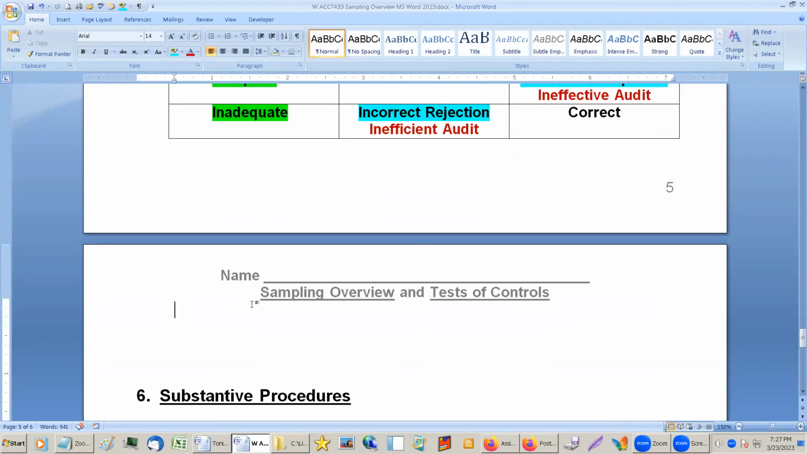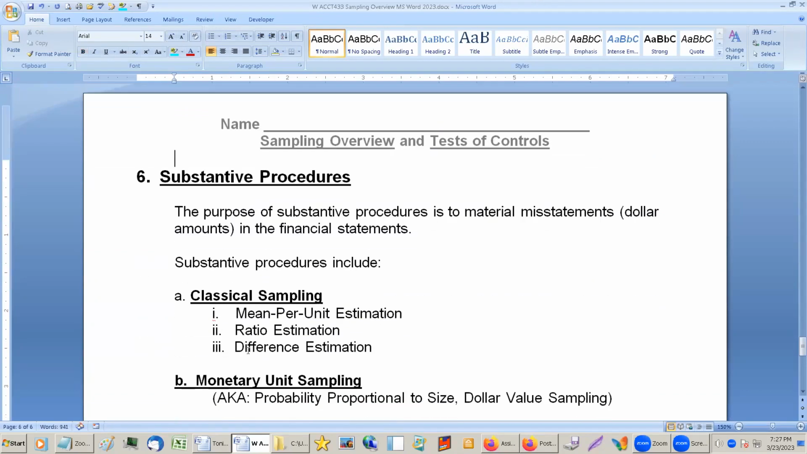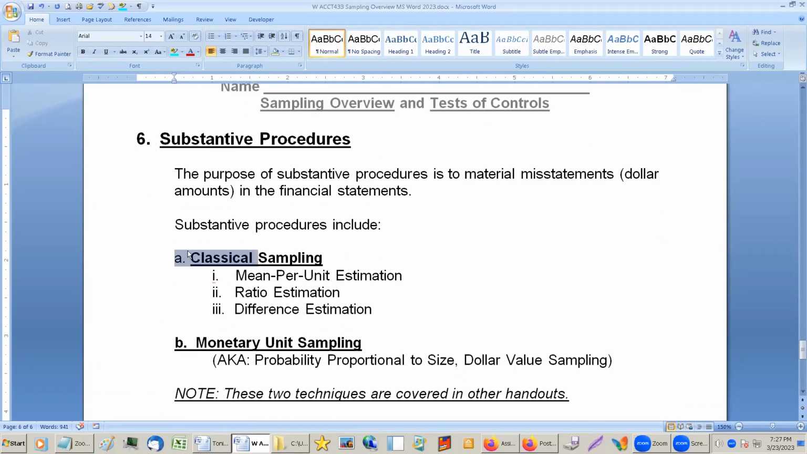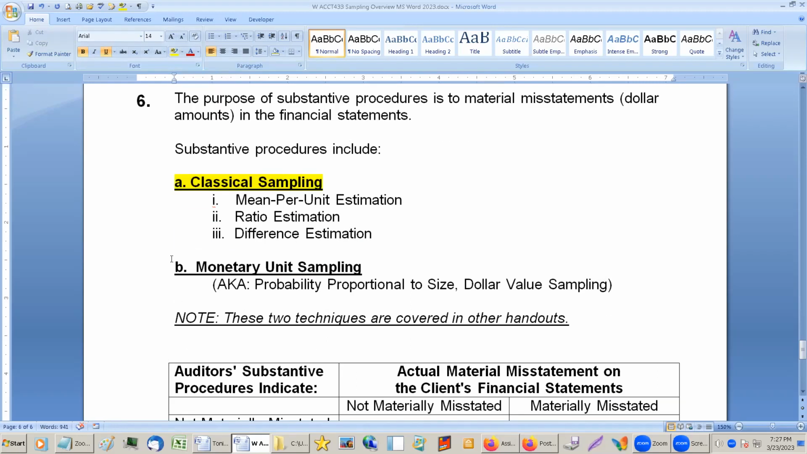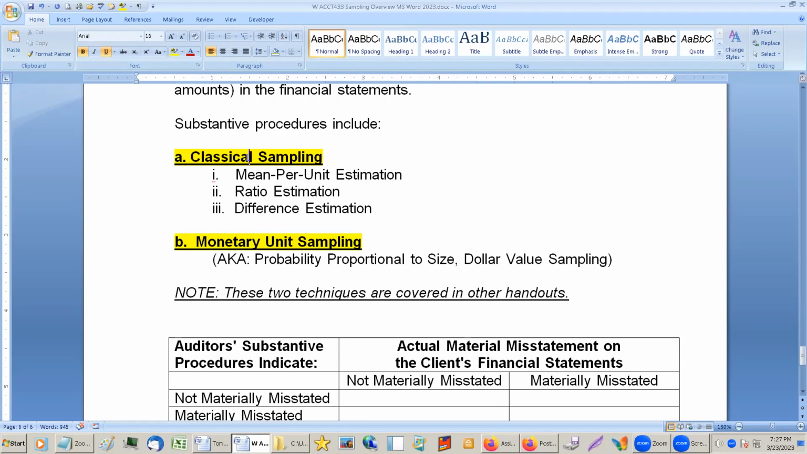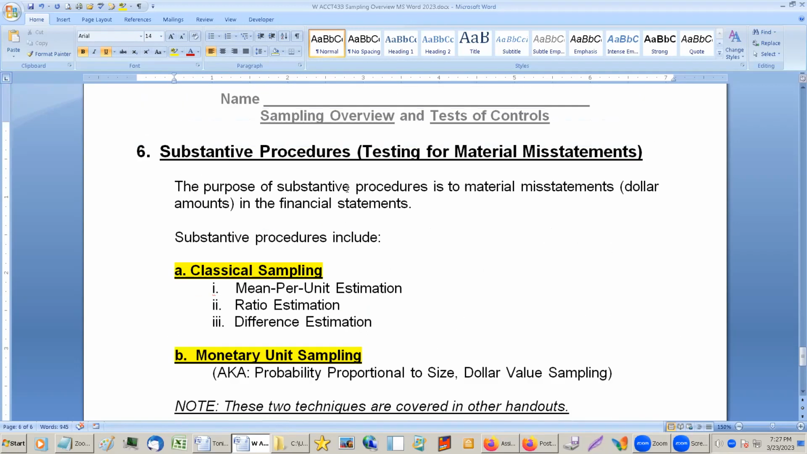Okay, same thing is true for the substantive testing. Whether you're using the classical sampling or the monetary unit sampling, these are for dollar amounts. They're for material misstatements. And so whether you're using the classical sampling method or the monetary unit sampling, you're going to run into the same thing.